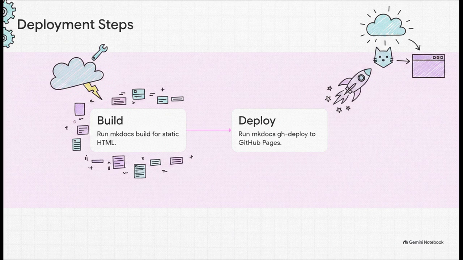One single command, mkdocs gh-deploy, will automatically build your site behind the scenes and push it live directly to GitHub Pages. In literally one step, your documentation is compiled, deployed, and live for the whole world to see. You never even have to configure a web host.